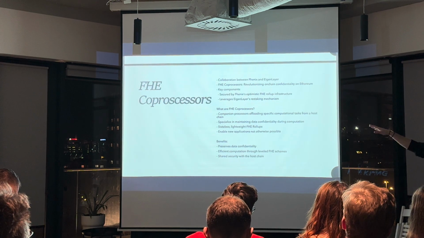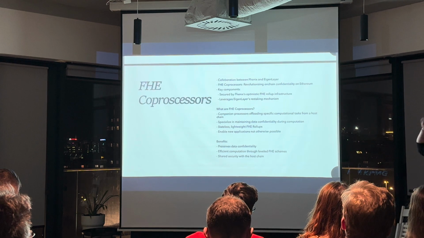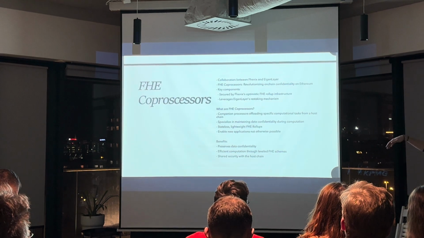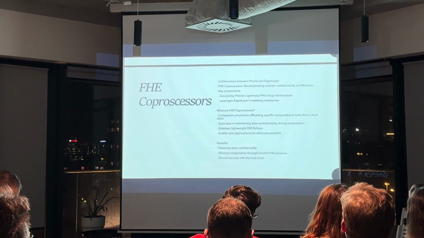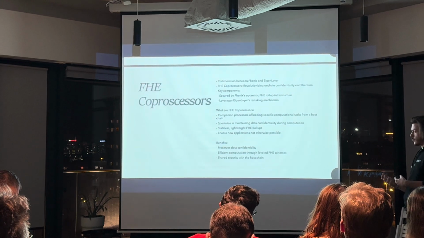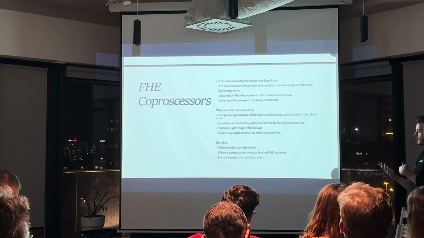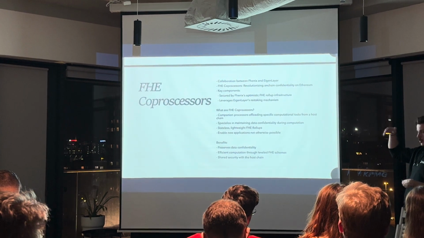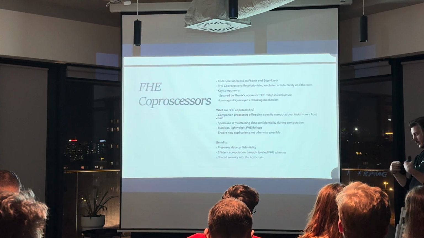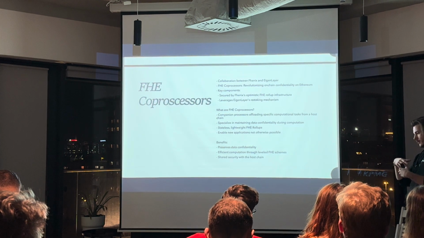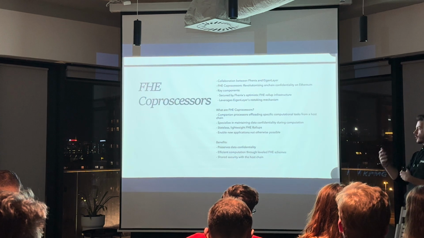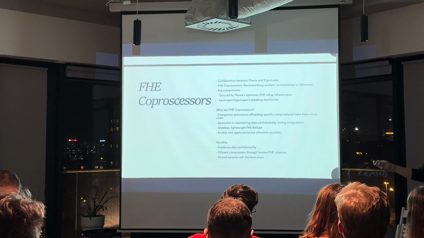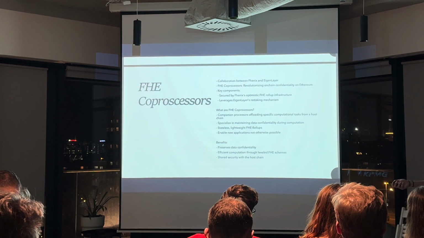So first of all, what are FHE co-processors? They are companion processors offloading specific computational tasks from a host chain. They specialize in maintaining data confidentiality during computation, so we can have private data that is still stored on chain but is not visible to anybody aside from the co-processors. I should also add that fully homomorphic encryption enables operations on data that is fully encrypted, doing operations on it without ever decrypting the data, so keeping it encrypted. And as I said, it preserves confidentiality in FHE schemes.